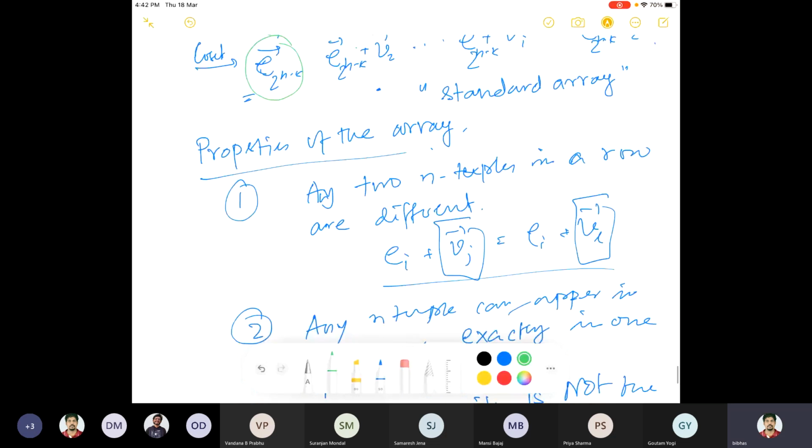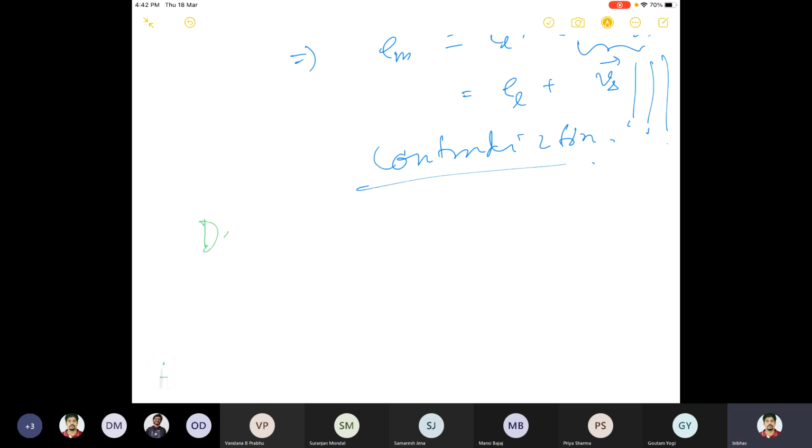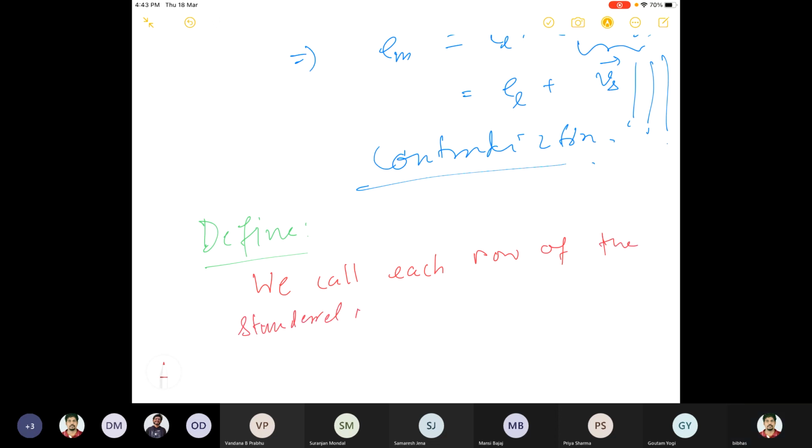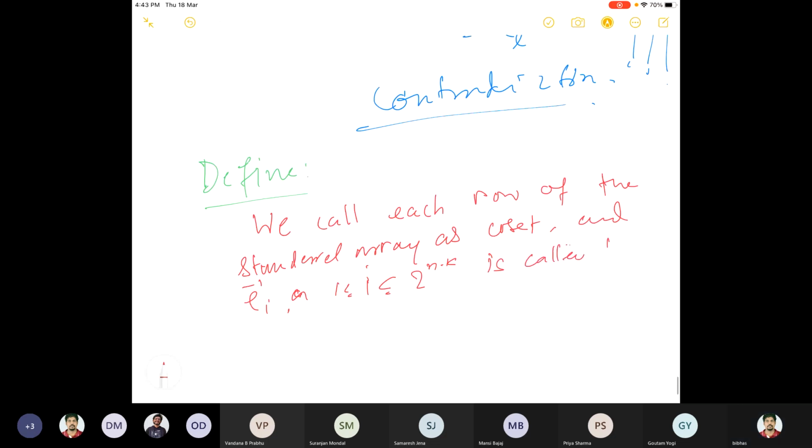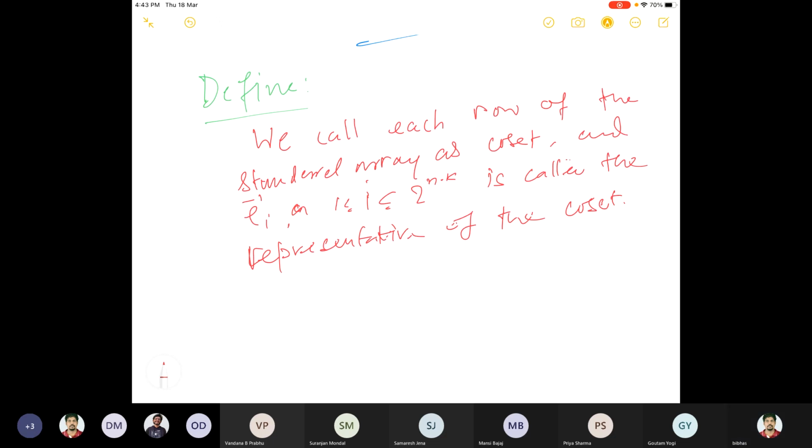Let me define this. We call each row of the standard array a coset, and Ei, where i goes from 1 to 2 to the power n minus k, with E1 being 0, is called the leader or the representative of the coset. Any question till now?